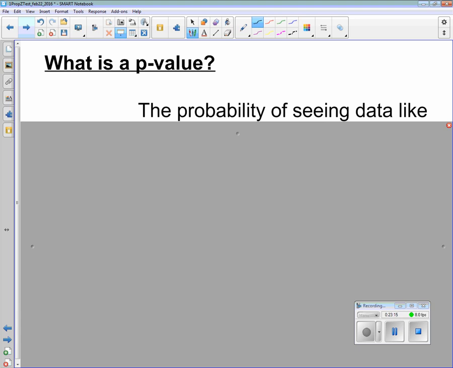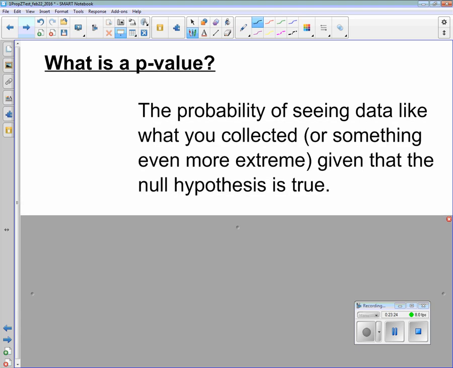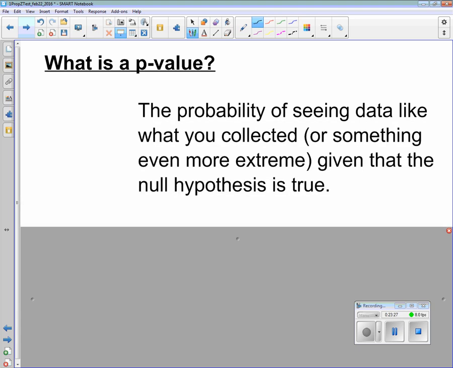But we're going to use the normal distribution to find the probability. So it's the probability of seeing data like we collected, or something even more extreme, assuming that the null hypothesis is true. Another way to say this in our context would be, how likely is it that if the Earth is really covered by 71% of water, we would get 70% when we toss the ball around? What do you think? Pretty likely or not so likely?